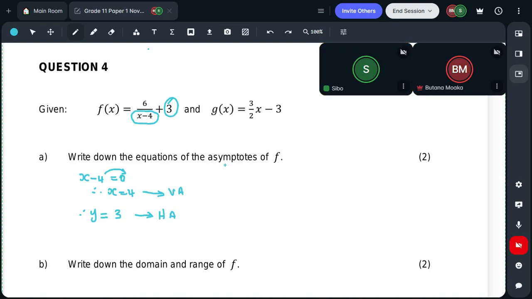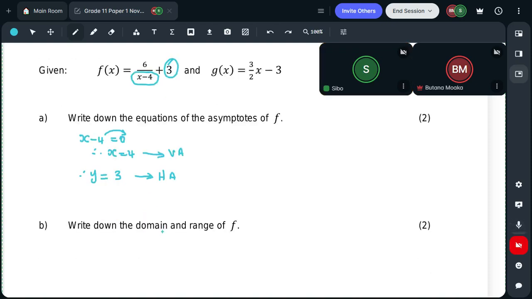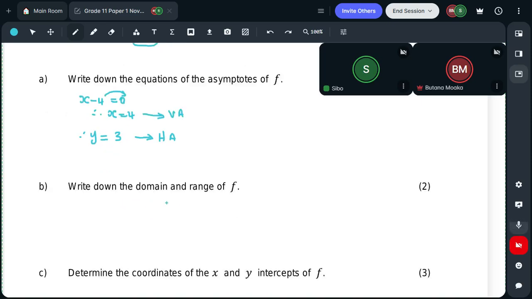Okay. Write down the domain and the range. So if they need the domain and the range of hyperbola f, the graph of f, it's a hyperbola function, okay? Right. So the range and the domain, it's always like this. The domain, it's always x must be an element of real numbers, and the range, it's always y must be an element of real numbers.